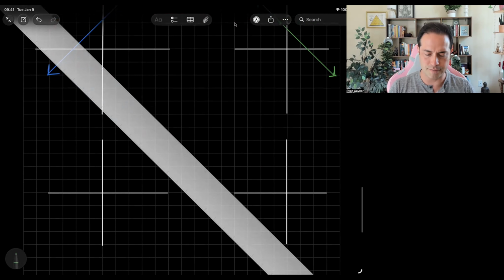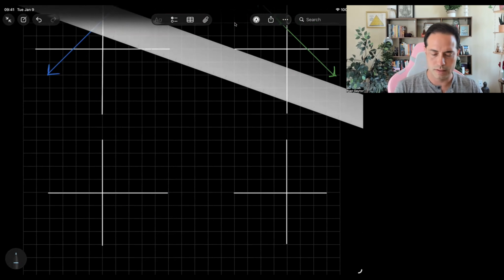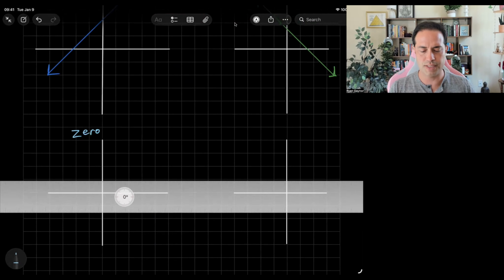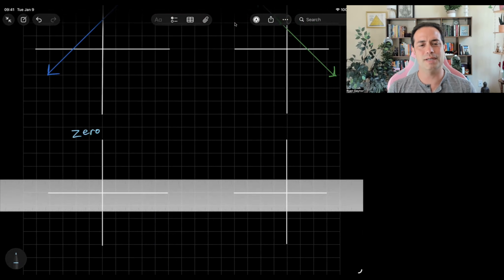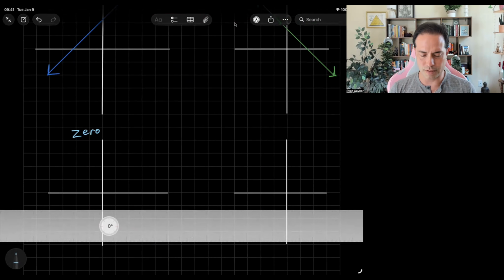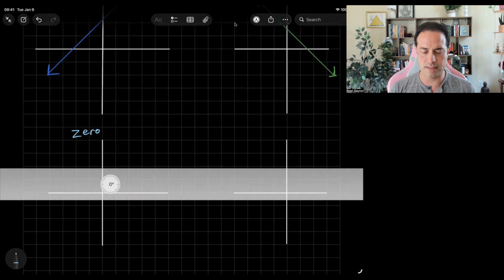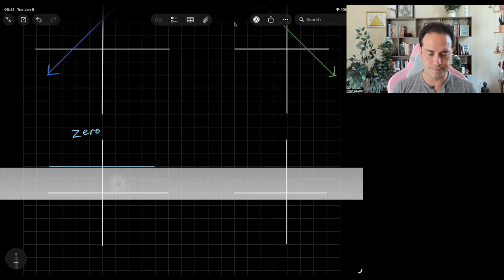All right, now the very next one. This is called zero slope. Okay? So zero slope means that it is completely horizontal. Now again, it could be here, could be here, doesn't matter, as long as it's completely horizontal. So it looks like that.